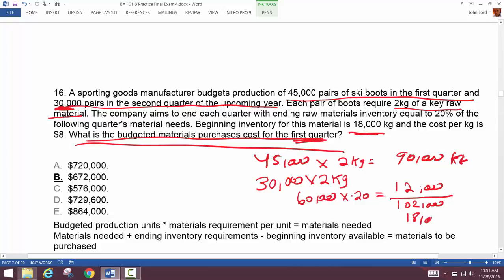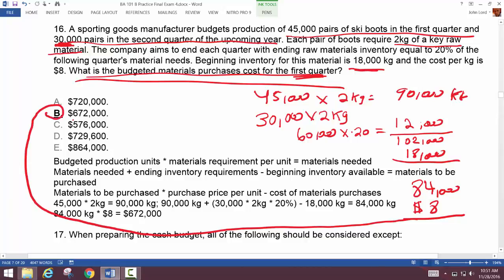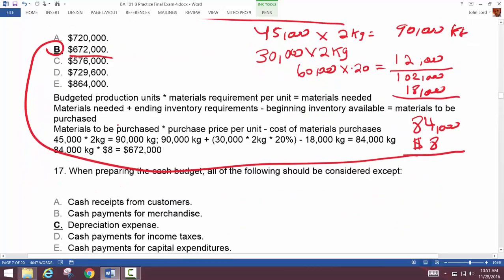I don't have to reproduce those. So 102,000 minus 18,000 is 84,000? So I take this 84,000, and then how much was it? $8 per, so I turn that into dollars. That gives me 672,000. Right? Okay, good. Let's go ahead and take a look at number 17.